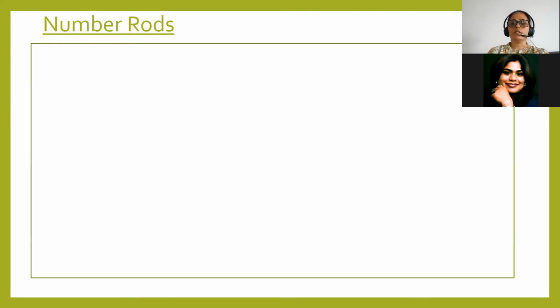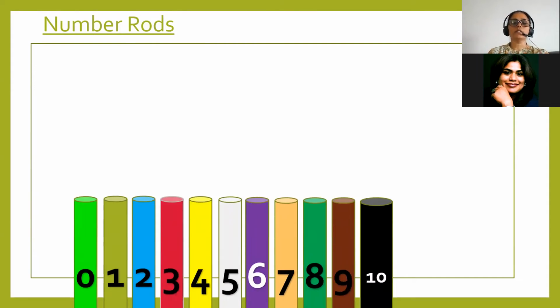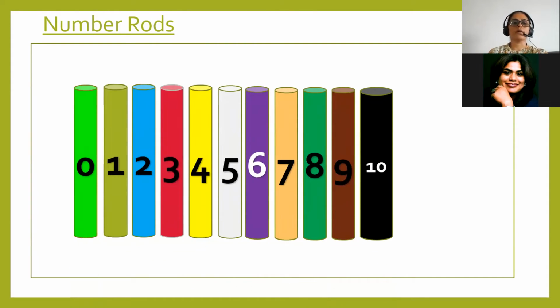Now, number rods. There are two things which are going to be available on your screen. One is number rods, and I have created some number cards. So going ahead, this is what our number rods are going to look like. I have numbered them 0, 1, 2, 3, 4, 5, 6, 7, 8, 9, 10. Now, one thing I want to highlight: there is a certain reason why I have put different colors for all these rods. As we move ahead, we will see that.